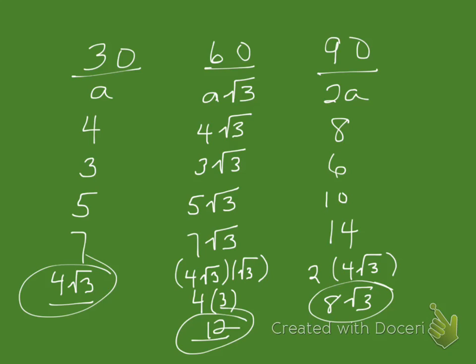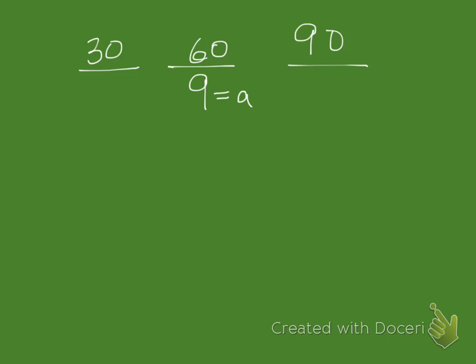Okay, what if I'm given this? What if under my 30, 60, 90 column, under 60 I'm given 9? Well, I know that this is supposed to be A square roots of 3. This is A, and this is 2A. So how do I figure this out? Well, to find A, I've got to take 9 and divide it by the square root of 3. So A is equal to 9 divided by the square root of 3.